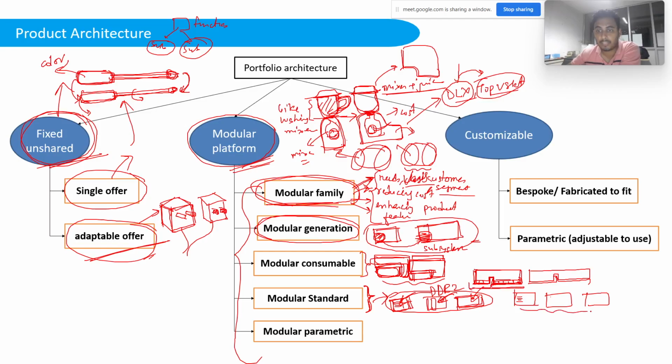So you say these three products use DDR3. That means they now share a common standard architecture, so they come under a similar modular platform. The modularity lies in terms of standards, using a standard subsystem, standard components or standard architecture. Clear?